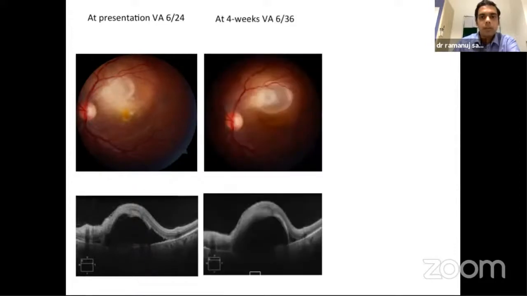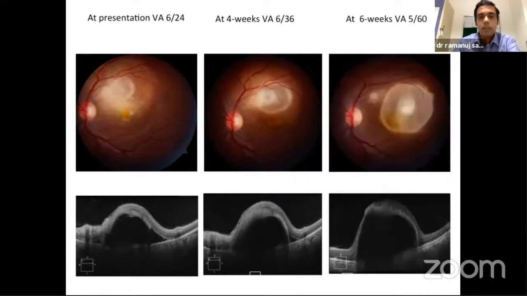But after 4 weeks, when she presented, the cyst had increased in size, which we can see in the fundus photo and OCT, and we convinced the patient that it was high time she got operated. But unfortunately, we could not convince her, though she continued to follow up and came back after 6 weeks. Her visual acuity had declined further to 5/60. We explained everything, and we also provided the option of free surgery at a government setup like ours, but unfortunately she was lost to follow up.